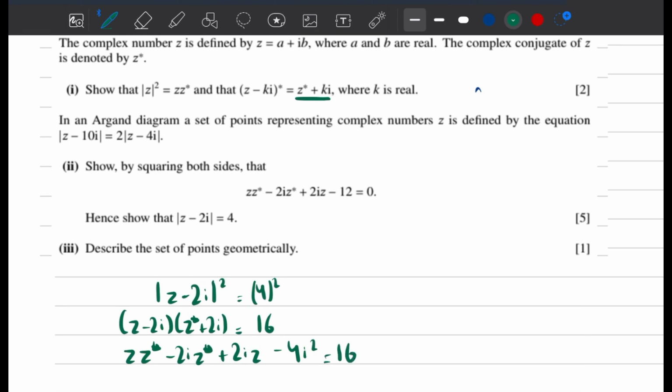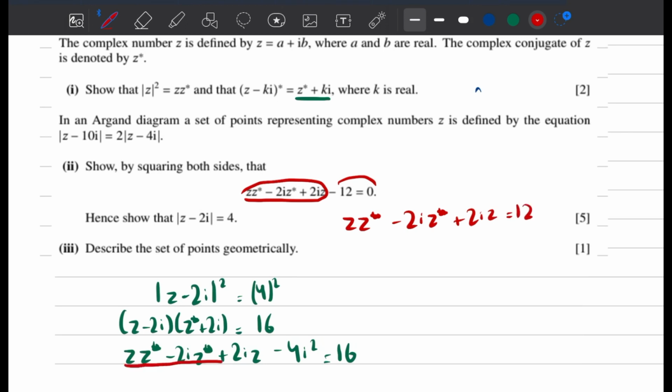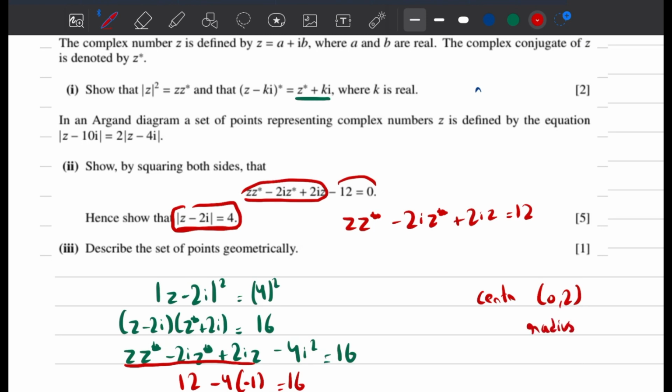Now see, guys, this entire thing, if I shift this 12 here, will become what? ZZ conjugate minus 2IZ conjugate plus 2IZ is equal to 12. That means, bache, this is 12. Minus 4 I square is minus 1? So 12 plus 4 is 16 is equal to 16. You have shown this part too. Now after showing this, I need to give its geometrical significance. So this is the equation of a circle with the center 0, 2 and my radius is 4. Do you get this?